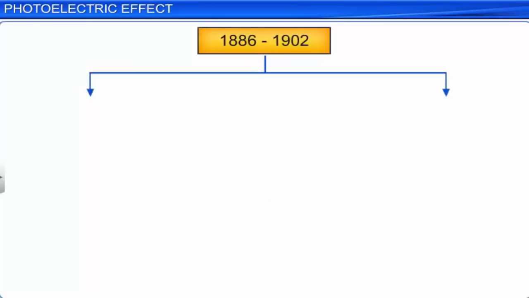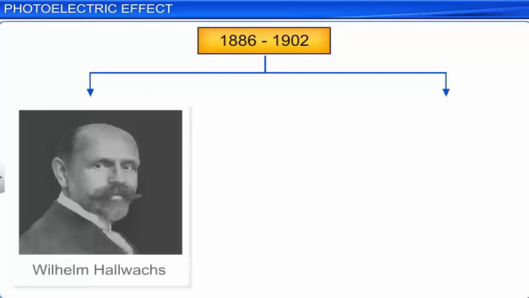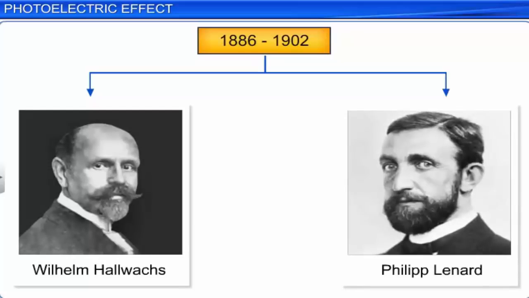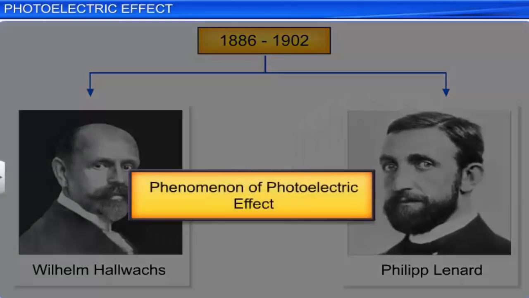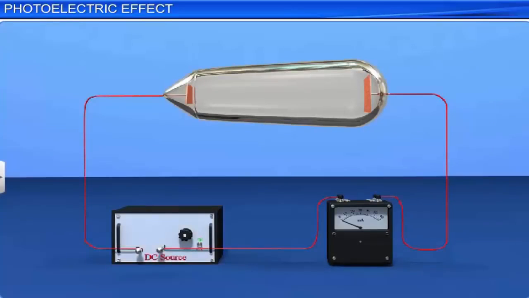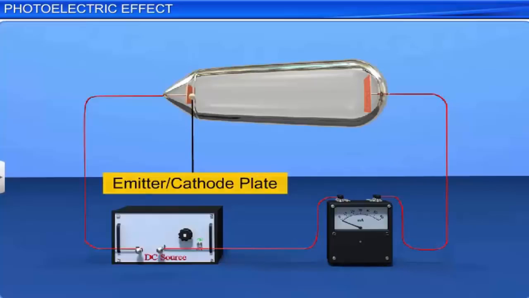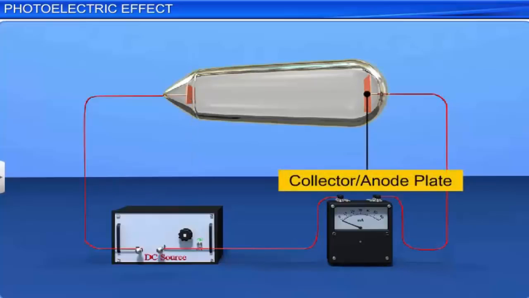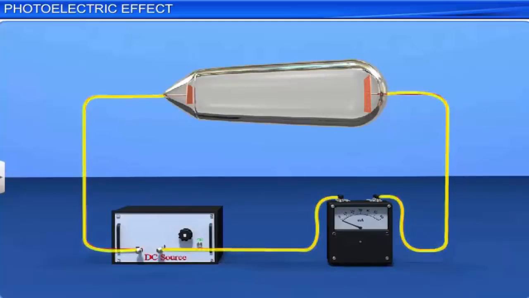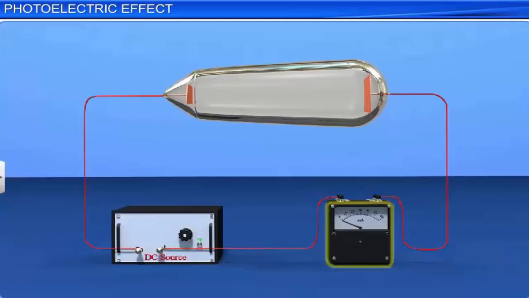During the period 1886 and 1902, two physicists, Wilhelm Holwachs and Philip Lenard, carried out a thorough investigation of the photoelectric effect phenomenon. Lenard conducted an experiment in which he placed two electrodes, an emitter or cathode, and a collector plate inside an evacuated glass tube. He connected the collector plate to the cathode by a wire through a sensitive ammeter to measure any current in the circuit.